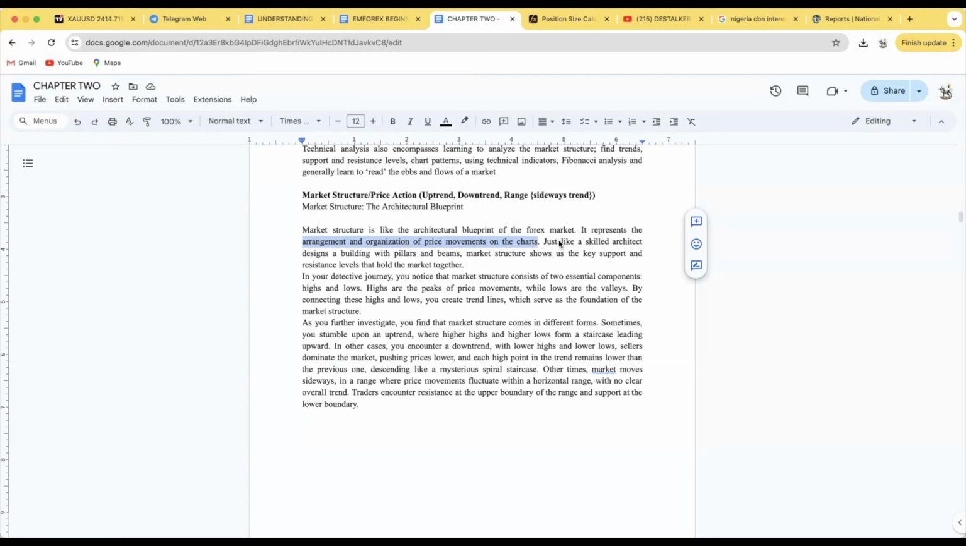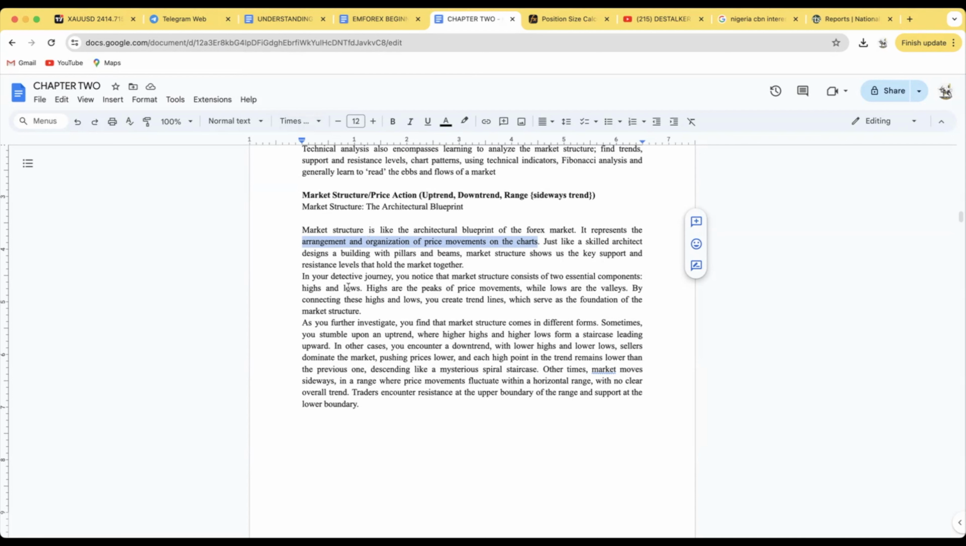Just like a skilled architect designing a building with pillars and beams, market structure shows us the key support and resistance levels that hold the market together. Support and resistance levels are those levels in the price chart that hold price from pushing further down or pushing further up.